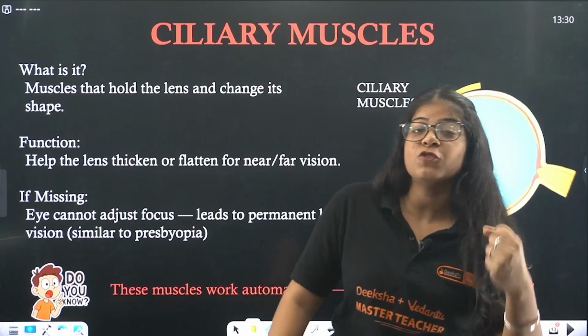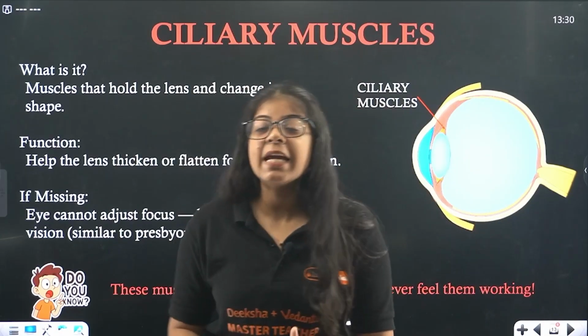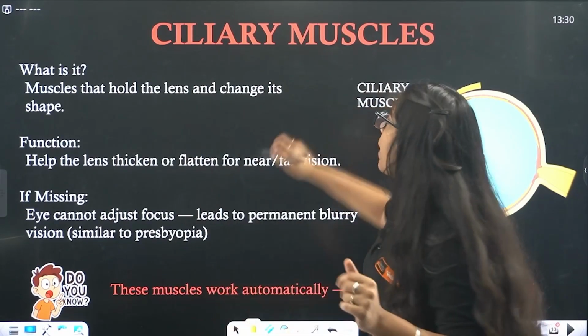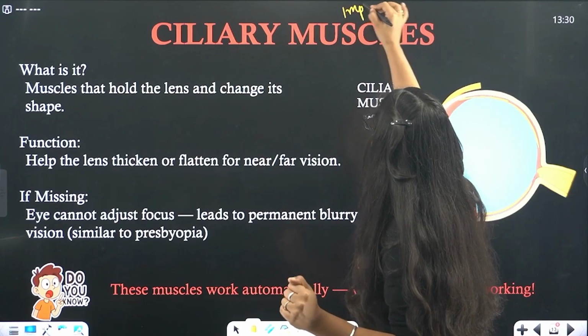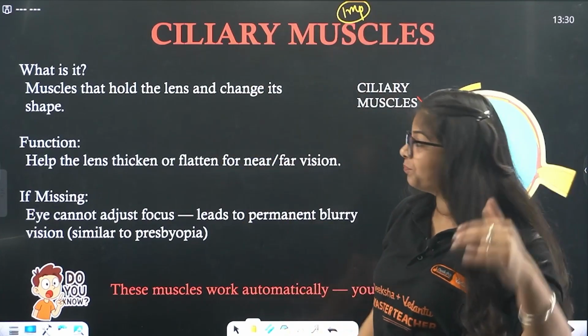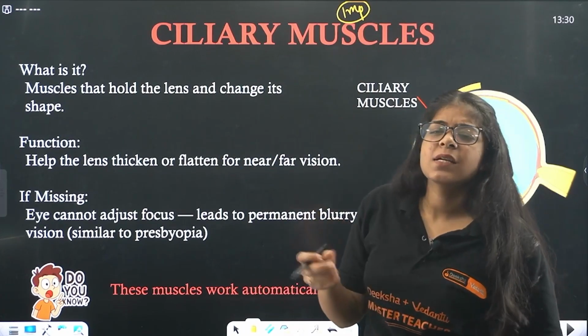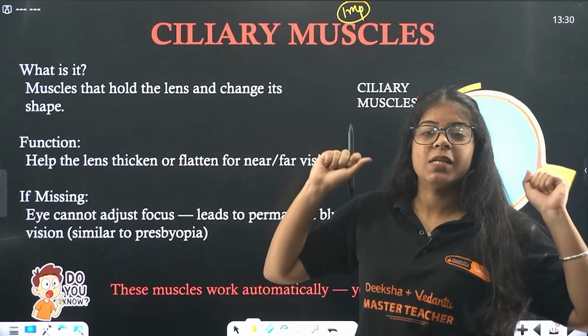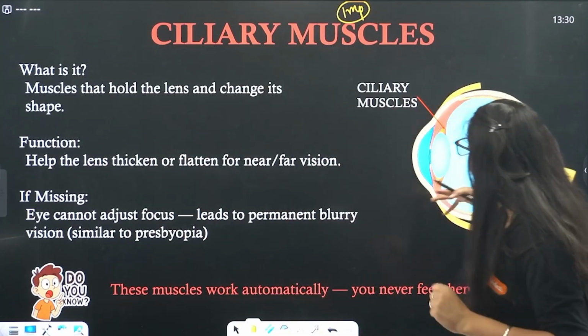Because of the weakening of ciliary muscles, people can't see. So this is an important topic. So pay attention. Come back from your daydreamings. Okay, come back. Now, what are these ciliary muscles? These are muscles, but the muscles that hold the lens.